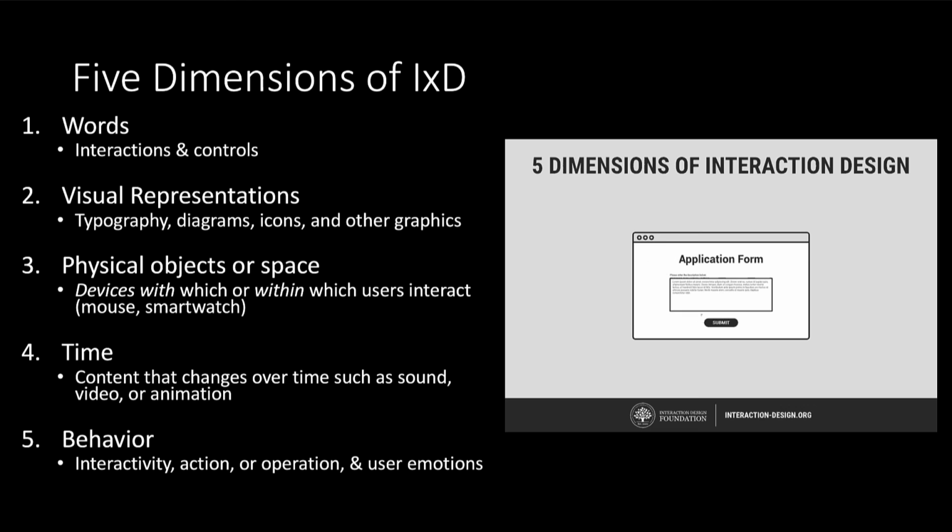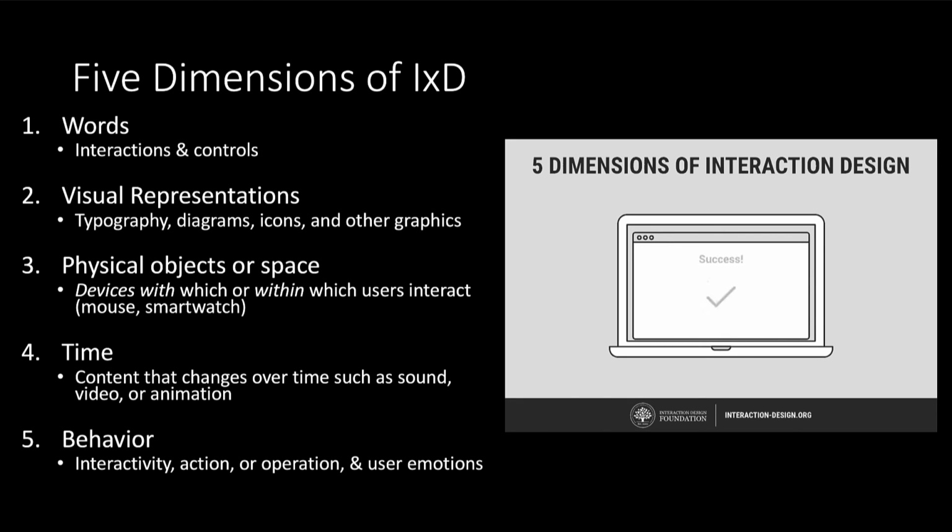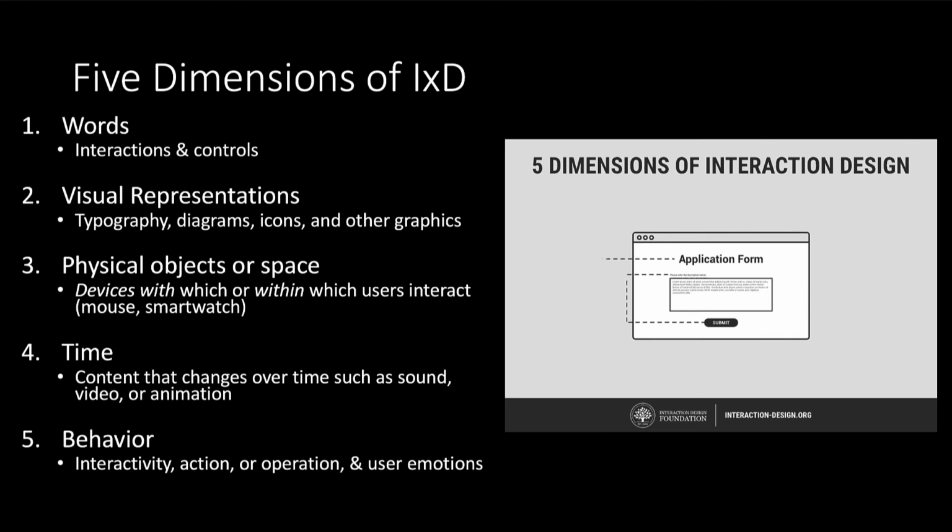And then the behavior. The fifth dimension includes the interactivity and the action, operation, or emotion, user emotions. That behavior is wired in to control all of the previous four dimensions, such that the user perceives interactivity, action, ease of use, and a satisfying experience.